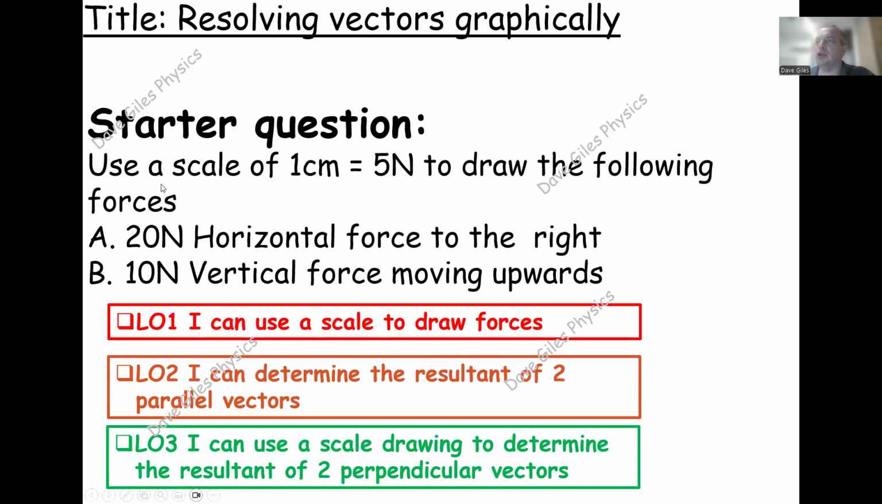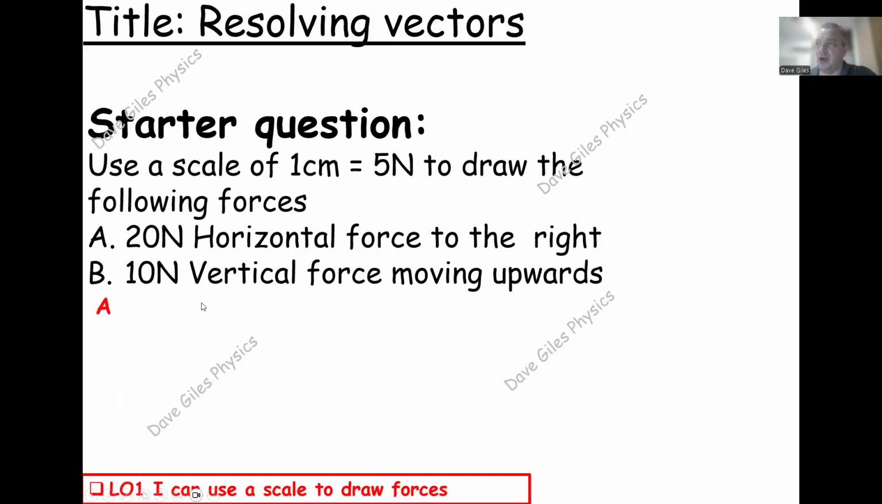So, a question here to start us off: use a scale of 1 centimeter to 5 newtons to draw the following: a 20 Newton horizontal force to the right and a 10 Newton vertical force moving upwards. So for A, 20 Newtons, with 1 centimeter being 5 Newtons, that should be 4 centimeters. And 10 Newtons up should be 2 centimeters. Okay, so that's using a scale to draw very, very basic forces.